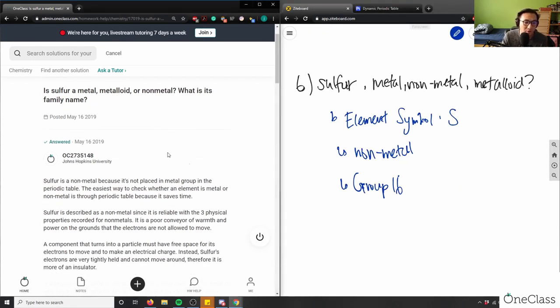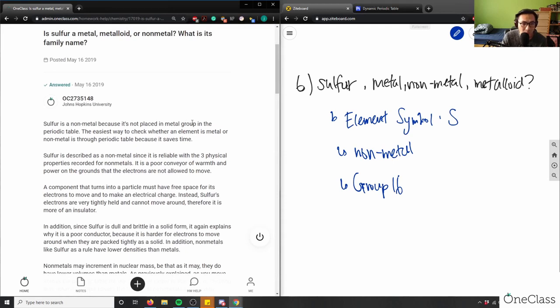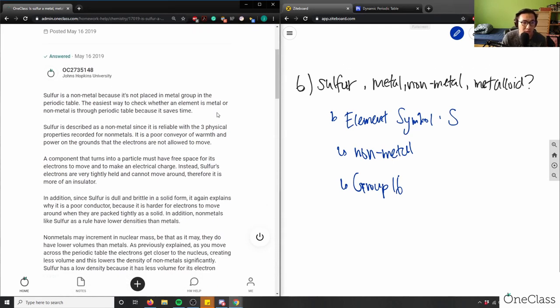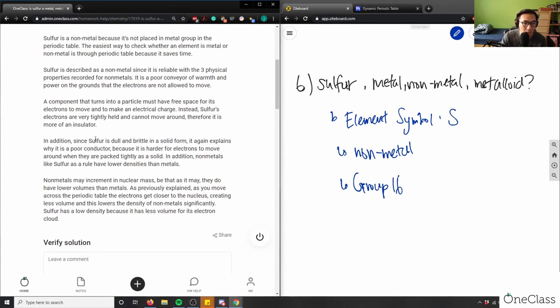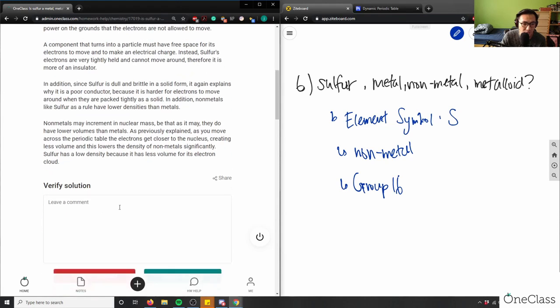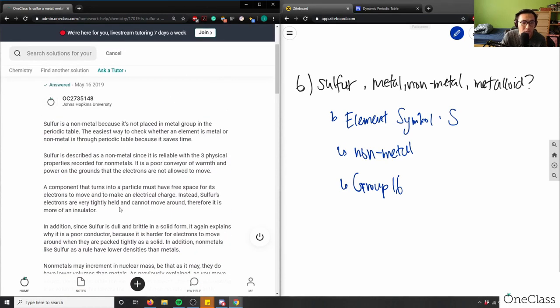So it says from Johns Hopkins University, sulfur is a non-metal because it's not placed in the metal group. The easiest way to check is through the periodic table because it saves time. Sulfur is described as a non-metal. Poor conveyor of warmth, okay. Sulfur is dull and brittle, okay, good. Non-metals. Sulfur has a low density because it has less volume for its electron cloud.